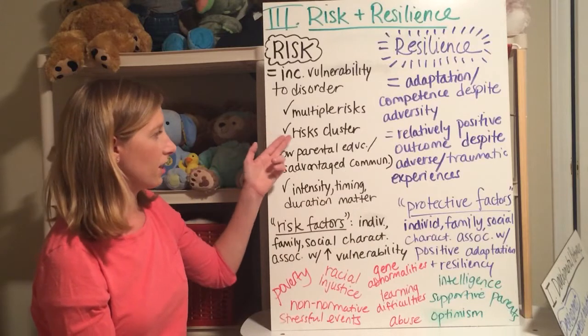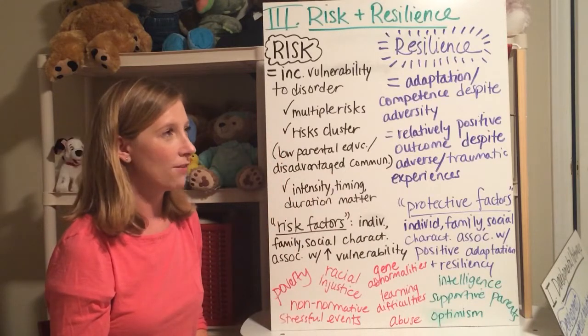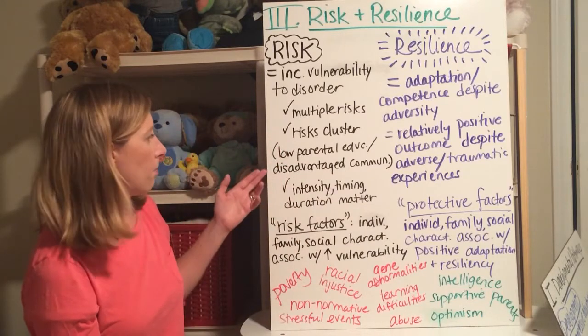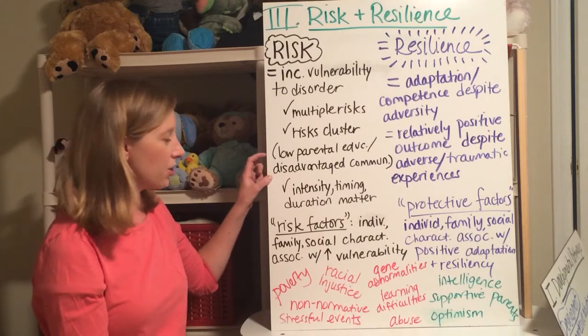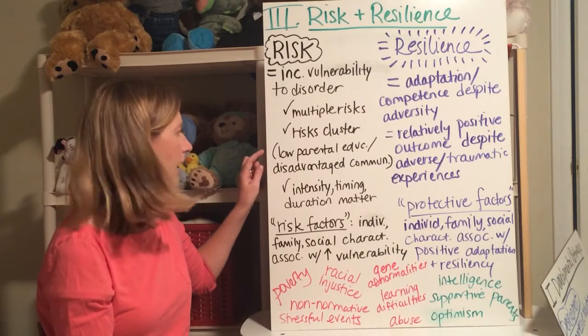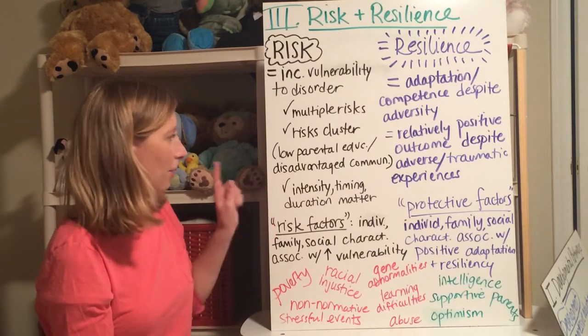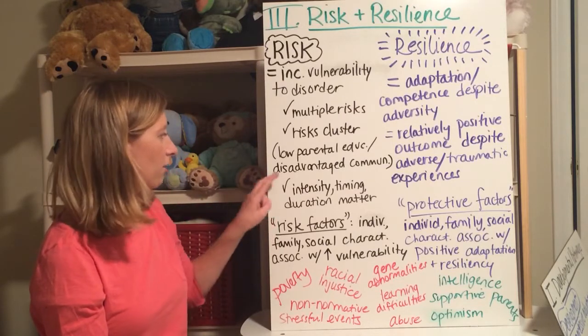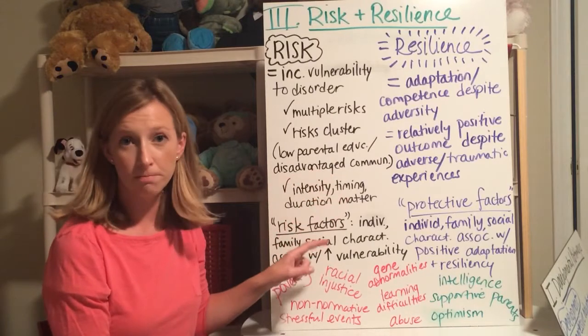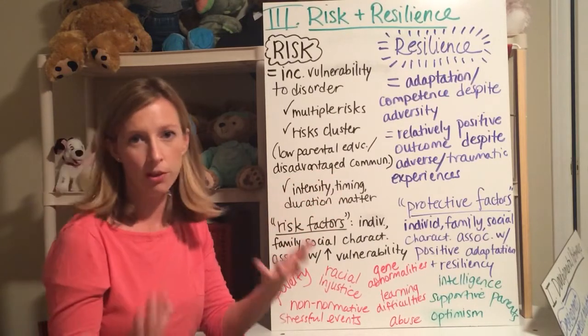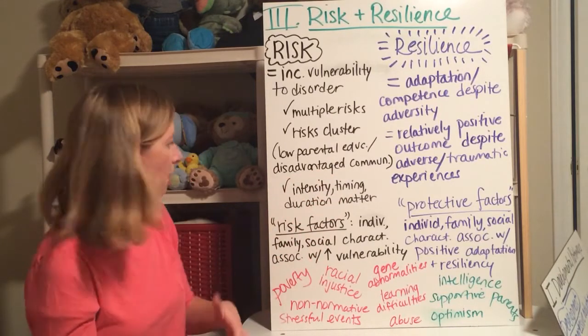We know that risks cluster. So if somebody has low parental education, right? Mom and dad don't have a high school degree. That might be a risk factor. And that probably clusters with a risk factor of living in a disadvantaged community, okay? Like clustering with low SES, or socioeconomic status.